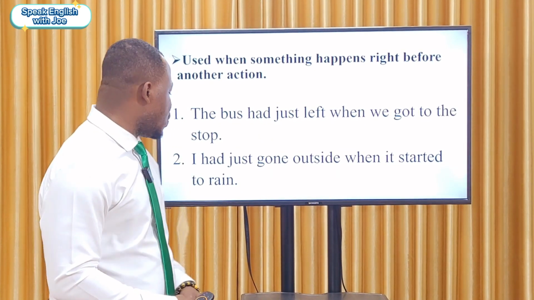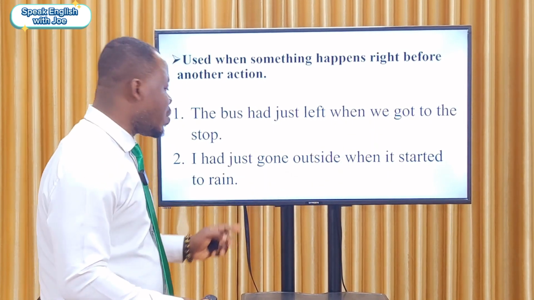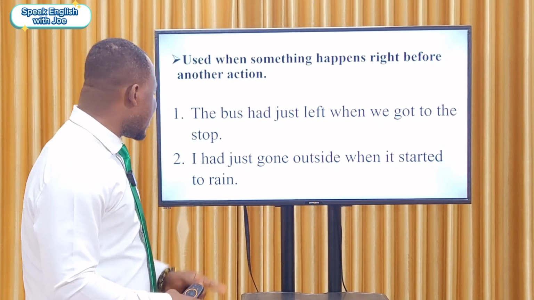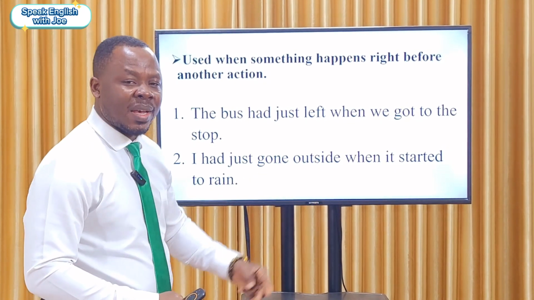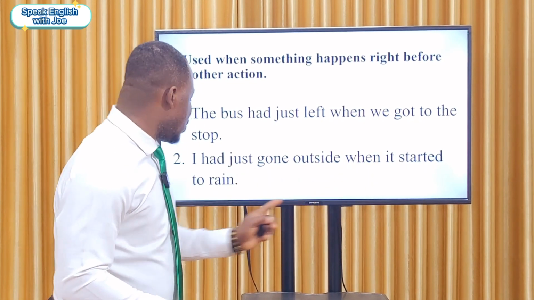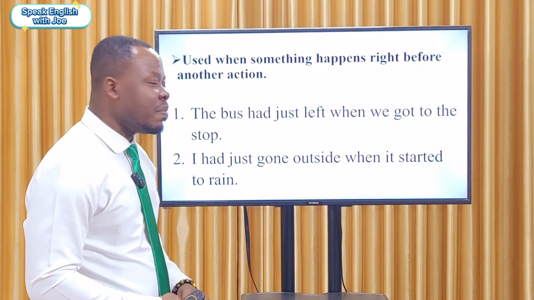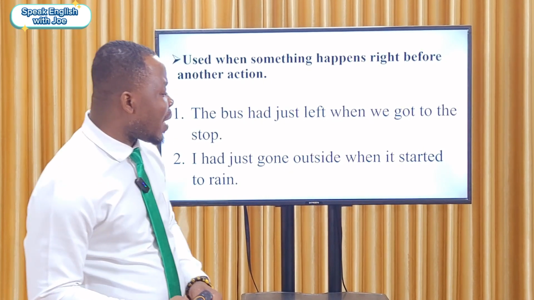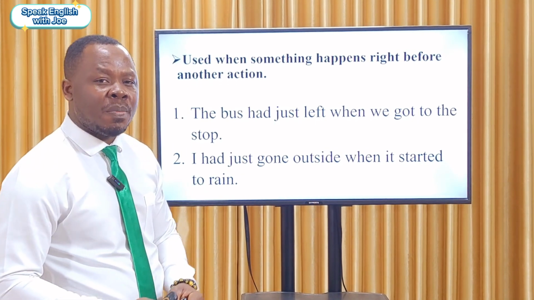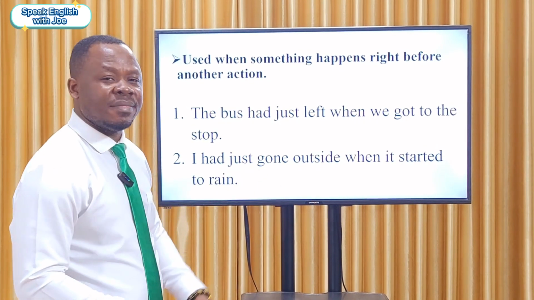And number 2, I had just gone outside when it started to rain. In this sentence, the first action is I had just gone outside, and the other action is when it started to rain. So we can see in the second action, the verb is in a simple past, that is started. But in the first action, the verb is in the past participle form, that is gone.